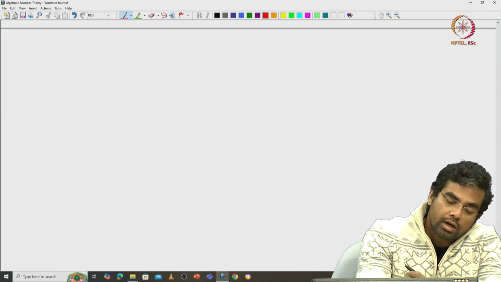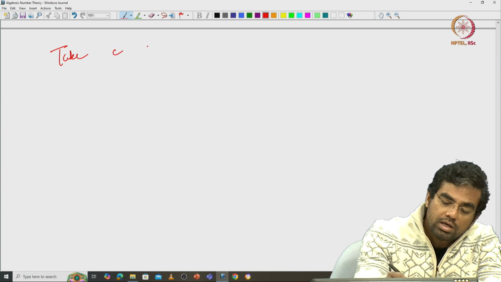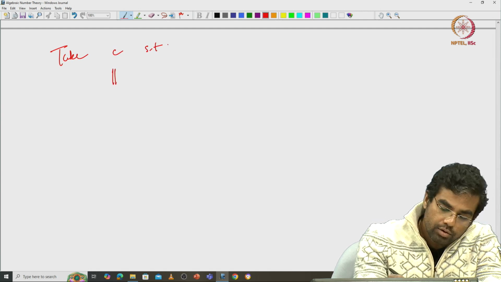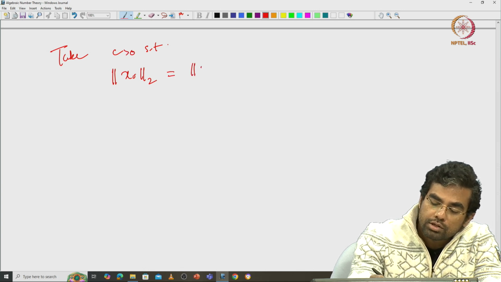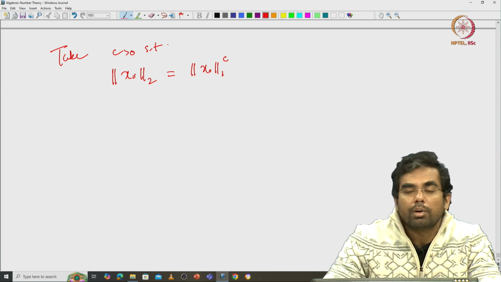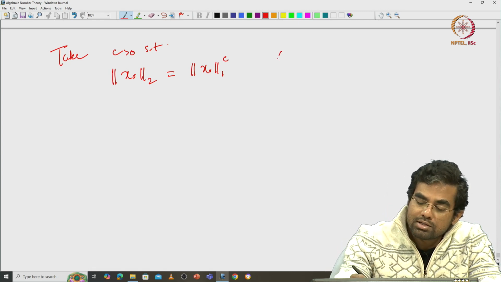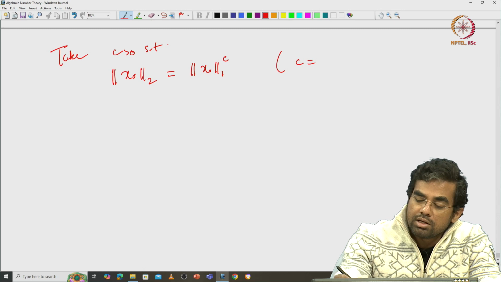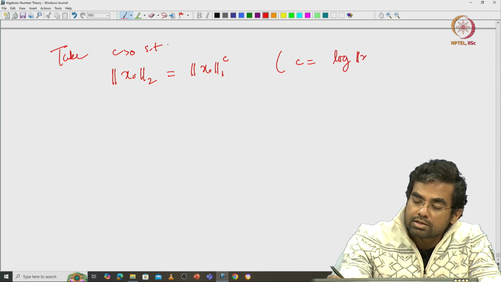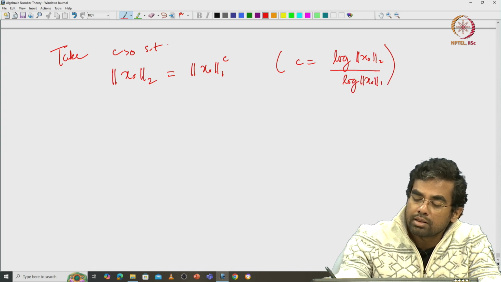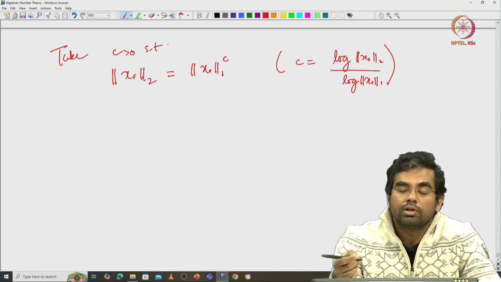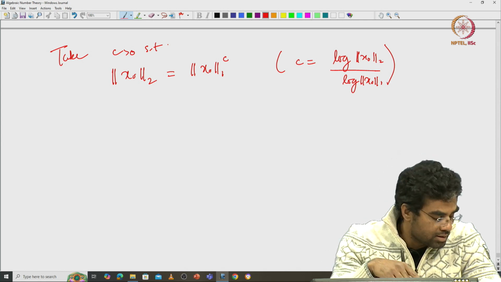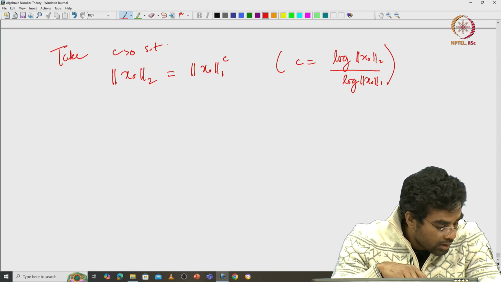So, what I do is you take C such that the valuation of x 0 with respect to 2 is the valuation of x 0 with respect to 1 to the power C, right. So, what is C? C is log of the valuation of x 0 with respect to 2 over log of the valuation of x 0 with respect to 1, and this is the reason why we do not want the valuation of x 0 to be 1, because then the log will be 0 and this will not make any sense, right. Okay.